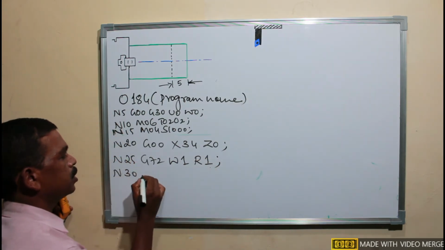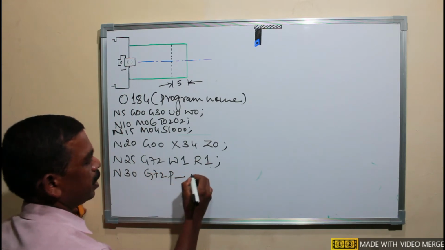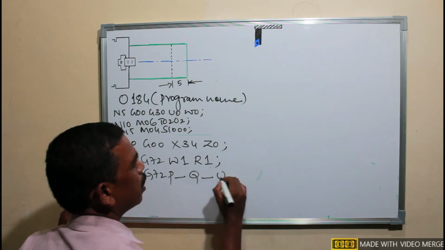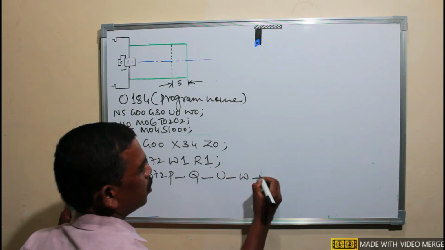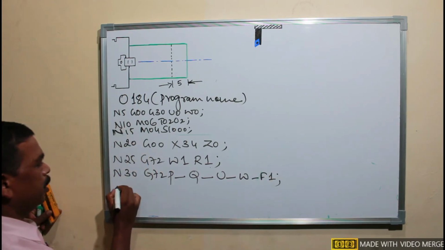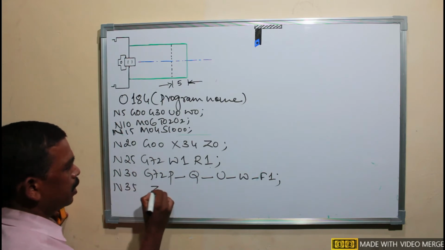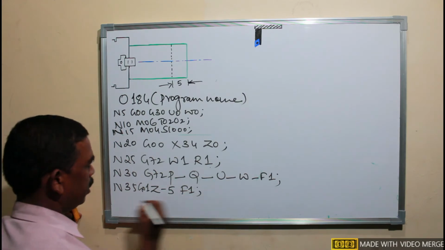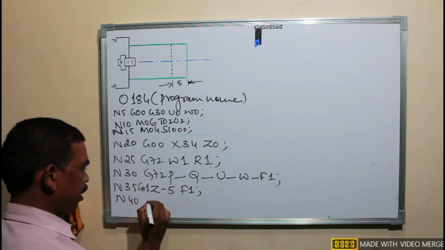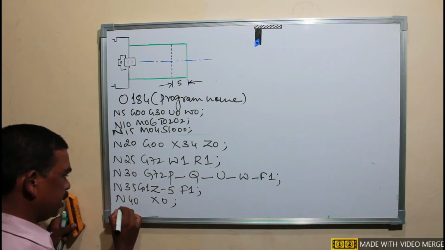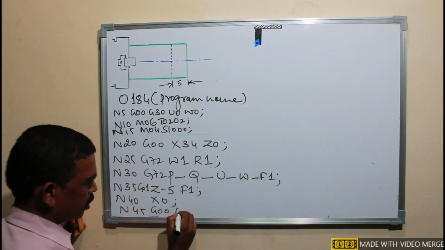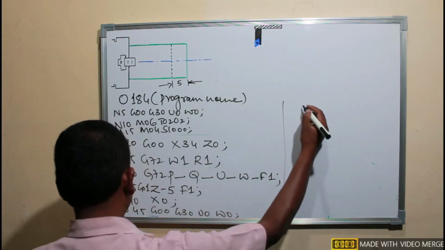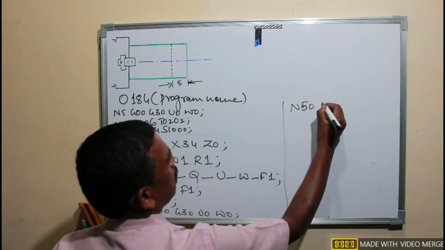Then G72, P contour starting number, Q, and then U and W. Feed I will give 1 mm. Then N35, Z minus 5 mm. Here it should be G01 and feed 1 mm, and then N40, X0. Then N45, G00, G30, U0, W0 end of block, and then N50, M30.